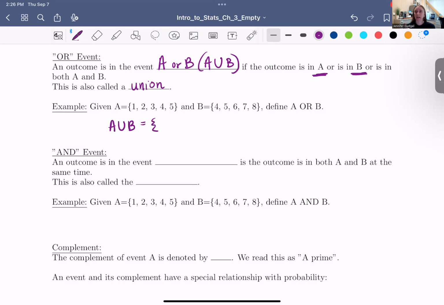Well, when you do these, I kind of think of it as a smushing together, a melding together of two different sets. So we take all of the events from A and all of the events from B, and we just don't write any repeats. So A or B is going to be 1, 2, 3, 4, 5, and then also 4, 5, 6, 7, 8. But we already have 4 and 5. In set notation like this, you never ever write repeats. So we just say 6, 7, 8.